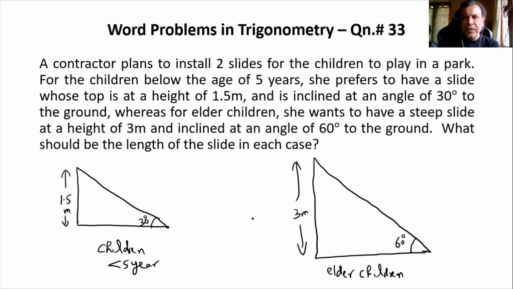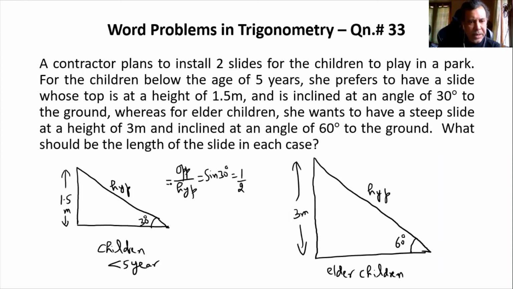What should be the length for each of the slides in each case? They are asking about this hypotenuse to be found. Both the hypotenuses are to be found. So for this angle, this is opposite and this is hypotenuse. So we will say opposite by hypotenuse for the first one. Since opposite by hypotenuse is nothing but sine, we will write sine 30 degrees. So what is sine 30 degrees? Sine 30 degrees is 1 by 2.